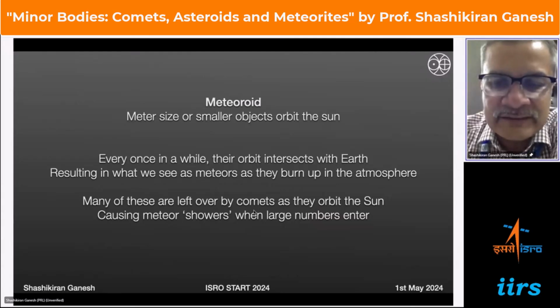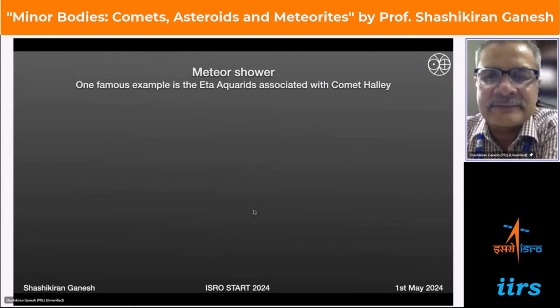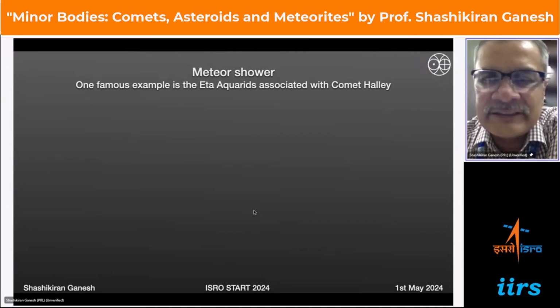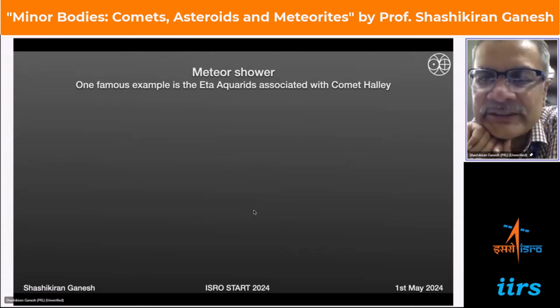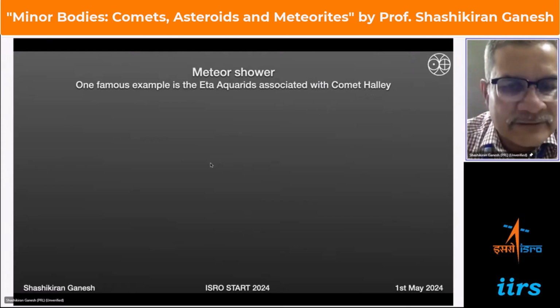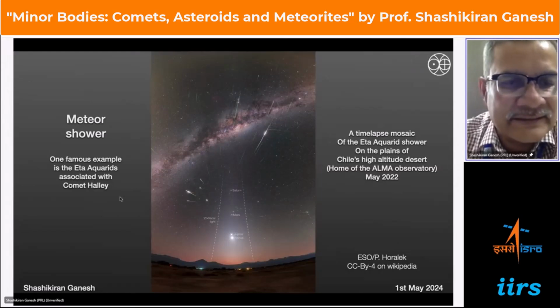One very famous shower which should be brightening up this week, and it's a very interesting time to go and see it, is the Eta Aquarid. It's mostly visible very well in the southern hemisphere, but even in the northern we should be able to get a good view. There are some reports that this might be the best in this century for this particular shower. It is associated with the dust left behind by Comet Halley. So twice a year we have this orbit intersection.